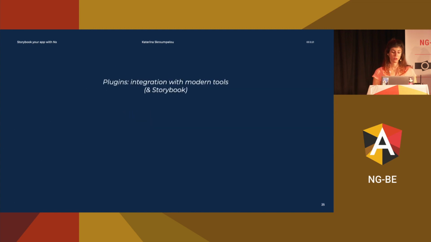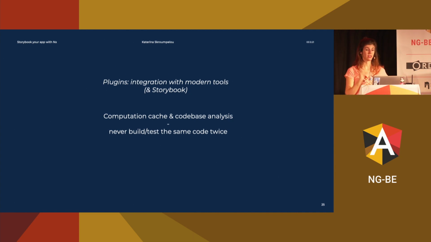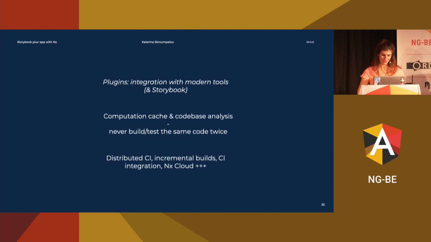Then we offer a number of plugins which we support, which offer integration with modern tools. We support Cypress, ESLint, Prettier, and of course Storybook, which we're seeing today. Also, some cool features about NX, which I'm not going to get into because it's a whole different subject, and I'm sure Jeff will talk about it in his talk, which you should see, and if you're interested in computation, cache, and code-based analysis, see Jeff's talk. Never build or test the same code twice. This is our motto. We also offer distributed CI, incremental builds, integration with your CI, and NX Cloud, and much, much more, which you will see at Jeff's talk.